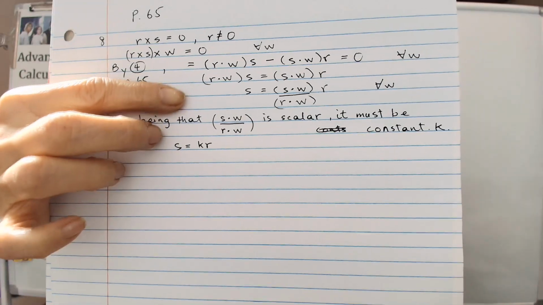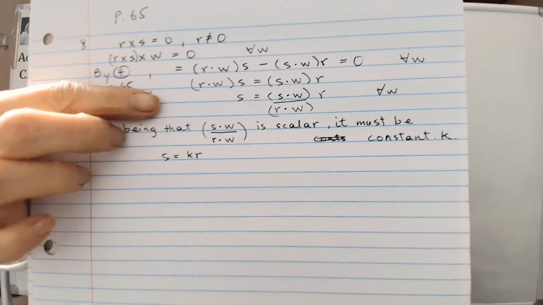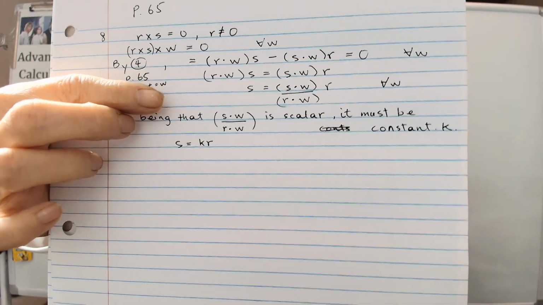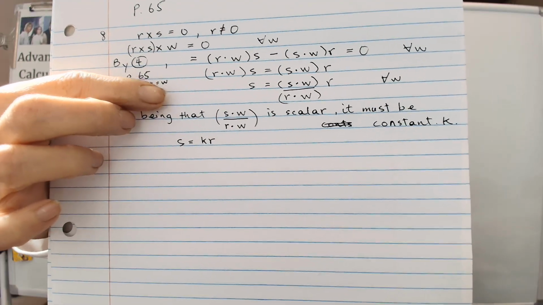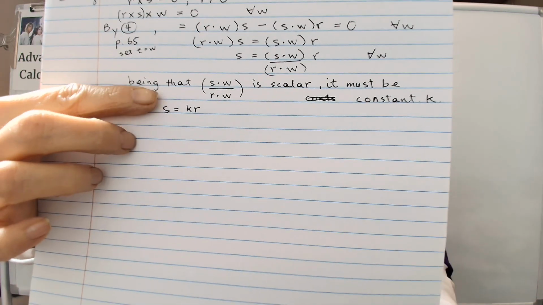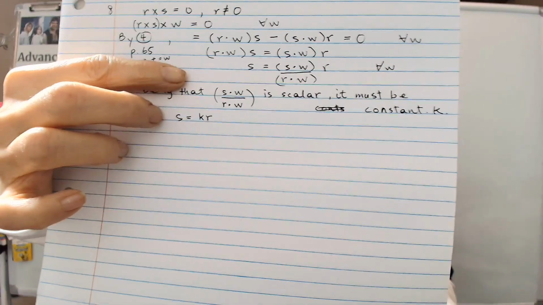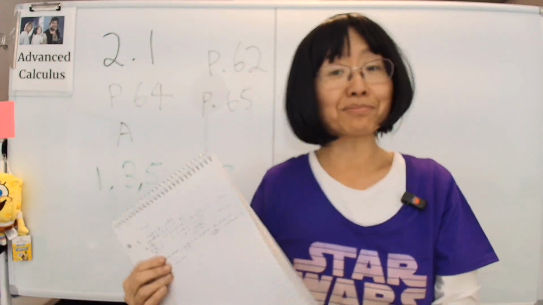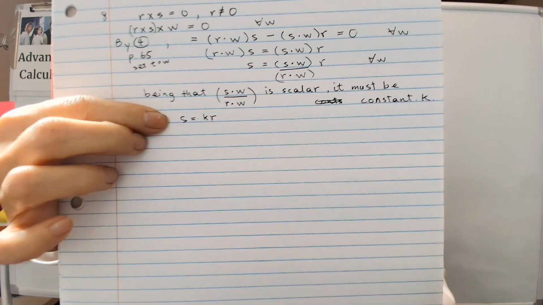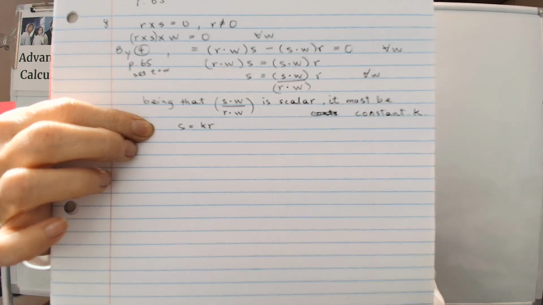So S equals some scalar times R, since S dot W is also a scalar. If that's the case, then that scalar had better be constant, right? I mean, S can't be equal to two different scalars multiplied by R. So we'll call that constant K, and as a result, S equals K times R.